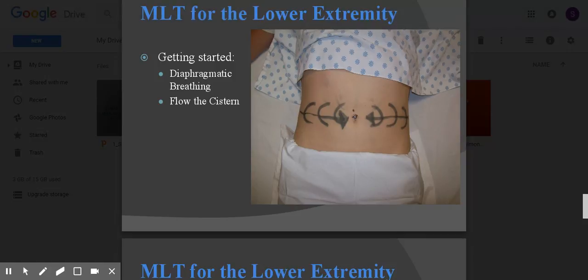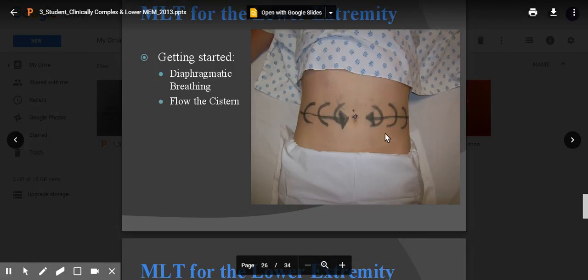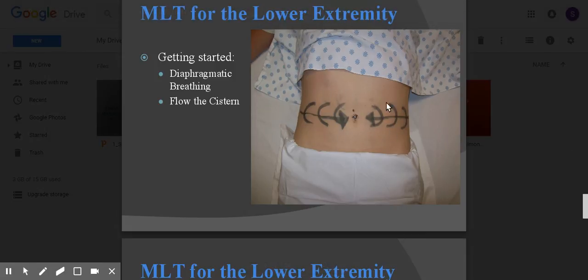So what we generally start with, whether it's upper extremity or lower extremity, is that we start in the area of the abdomen, which is where the cisterna is located and where there is a large repository of lymphatic system collaterals and connections. And we do the first technique, which is clearing and flowing the cistern. This is sometimes referred to as the cummerbund because it looks like a cummerbund that sometimes men will wear when they're wearing a tuxedo. So clearing and flowing the cistern is the first step.